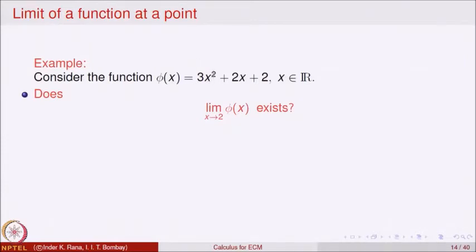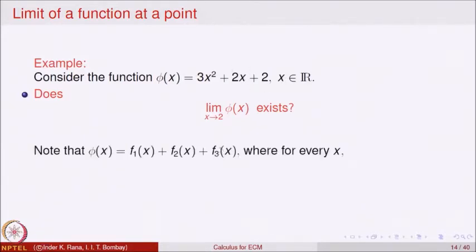First part will be f1, second part is 2x, and third part is the constant function 2. So, we can write phi(x) equal to f1(x) plus f2(x) plus f3(x) for every x, where f1 of x is equal to 3x square. So, this part is called f1, f2 is equal to 2x and f3 is equal to the constant function 2. So, we can write then your function phi.